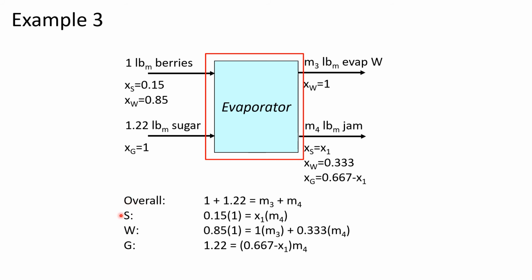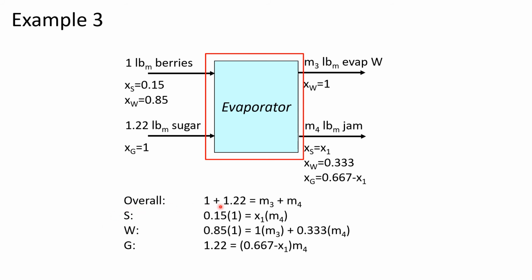The reason we write all 4 is that it may turn out that the overall balance is easier to solve than either of the other species balances. So I'm going to go through one of these and leave the rest for you to look at, or 2 of them, leave the rest for you to look at on your own.